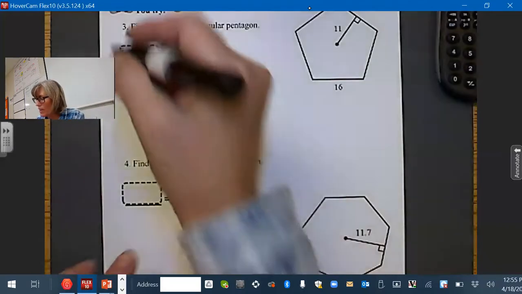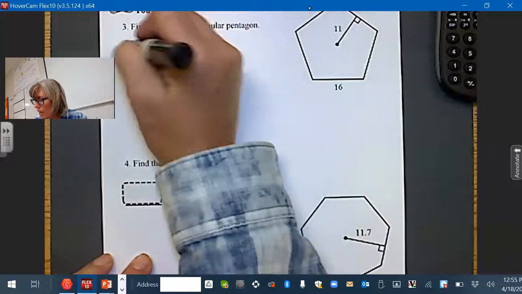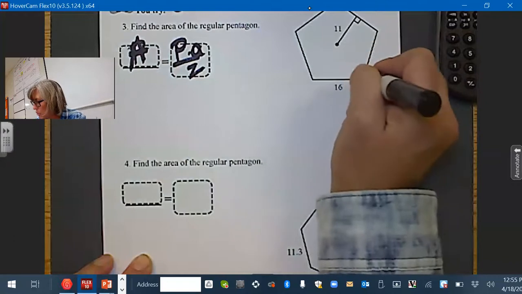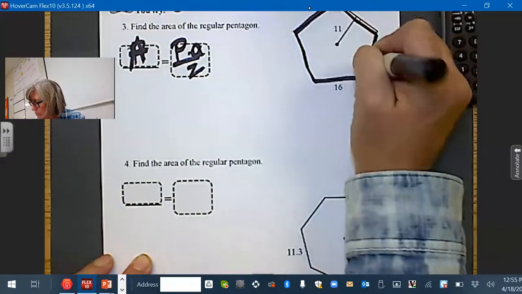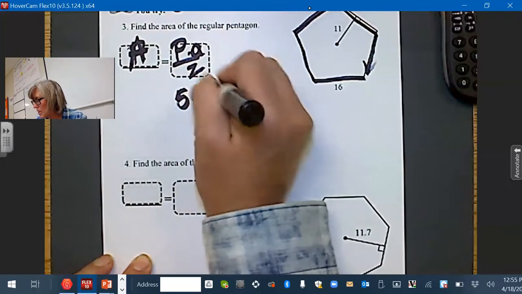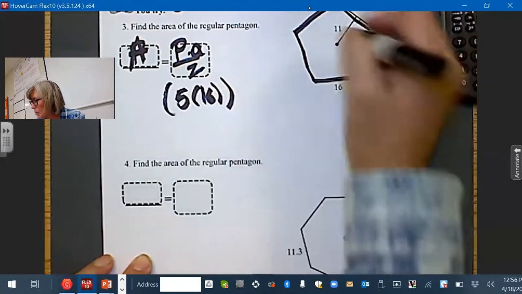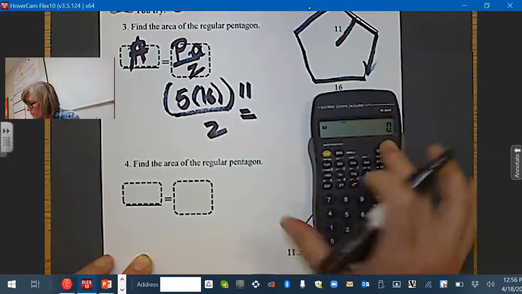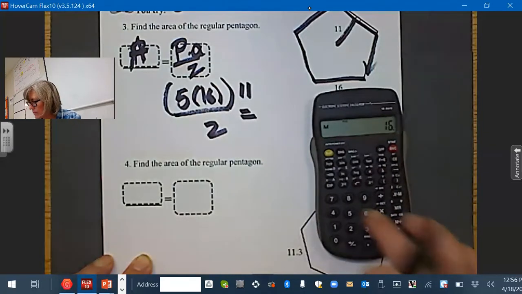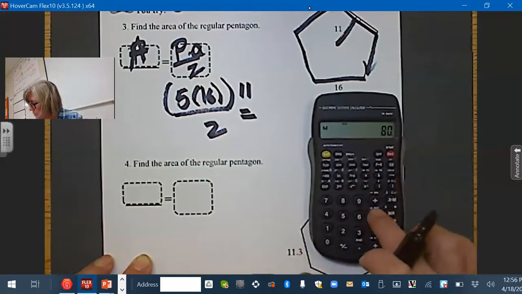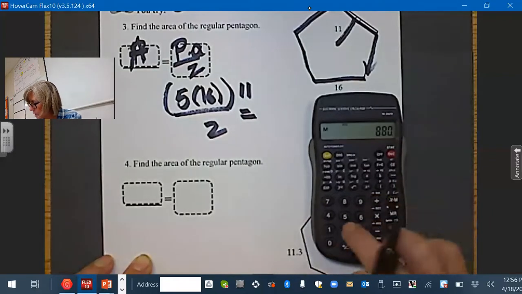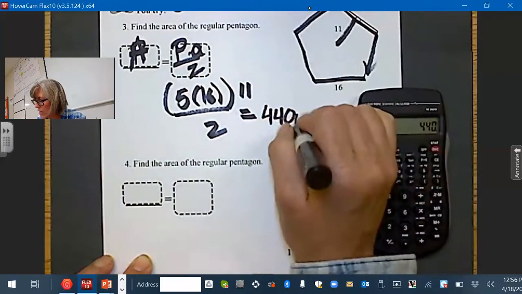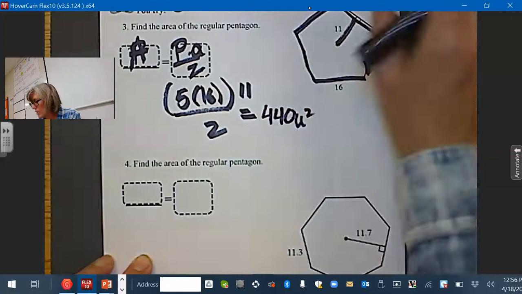Okay, students, welcome back. Let's see what you did here. Area equals perimeter times apothem over 2. So you trace your perimeter. We're going to go 5 times 16, that's your perimeter, times your apothem, which is 11 over 2. You should at least have this set up. 5 times 16 times 11 divided by 2. You should be getting 440. No units provided. You should just designate units squared.